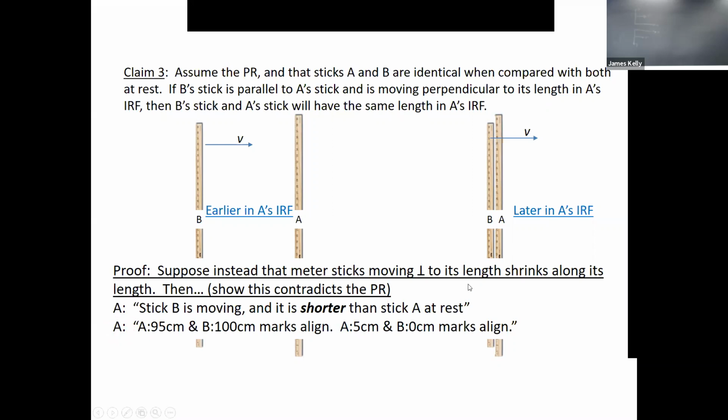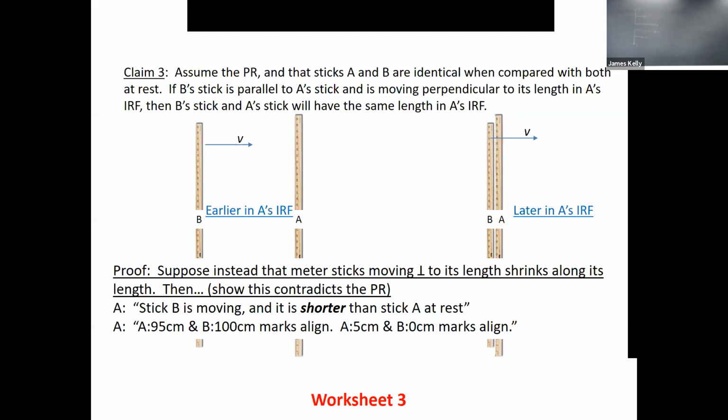Also, my 5 centimeter mark aligns with B's 0 centimeter mark. So here's B's 0 centimeter mark down here, and here's A's 5 centimeter mark, which isn't quite at the end. Okay, that's my evidence that B's stick is shorter. Look, I measured them at the same time because they only coincided for an instant. That's a true measure of length. And the ends of B's meter sticks line up with marks that are not quite at the ends of my meter sticks. So B's has shrunken.